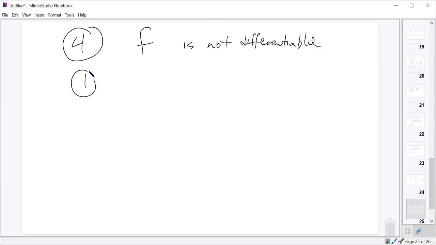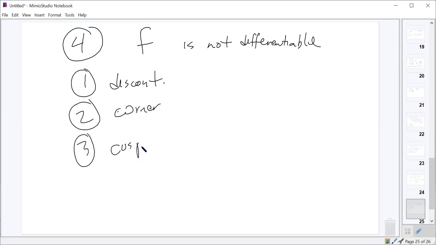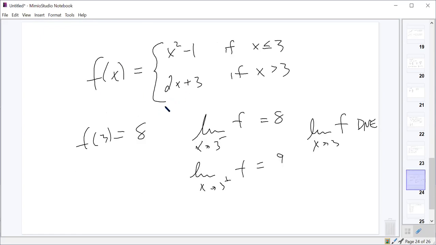1 is that it has a discontinuity. 2 is that it has a corner. 3 is that it has a cusp. And 4 is that it has a vertical tangent line. So 4 reasons why a function might not be differentiable. So in the earlier one, if I asked if it was differentiable, no, because the function is not continuous.